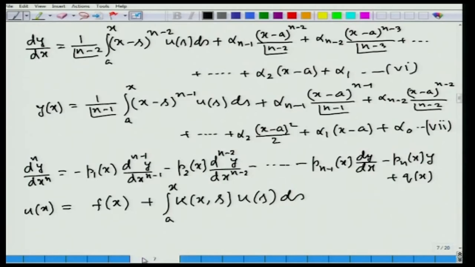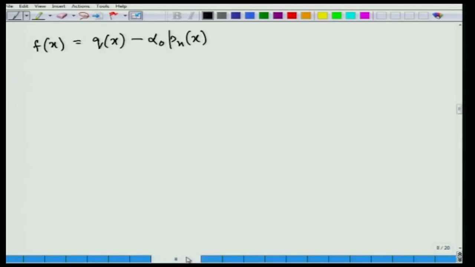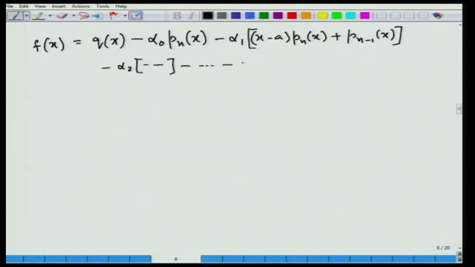Then alpha 1 comes only from the expressions of y x and dy dx. So, alpha 1 times x minus a will be multiplied with p n, and alpha 1 will be multiplied with p n minus 1. So, therefore, it will be minus alpha 1 times x minus a multiplied with p n x plus p n minus 1 x. Then you can write the coefficient of alpha 2, proceeding in this way. The last term will be alpha n minus 1, and now just see what expressions are involved.